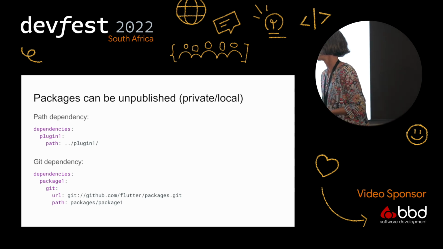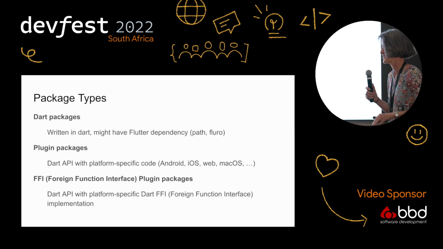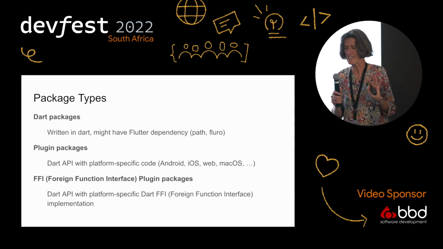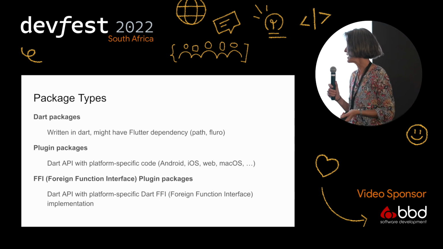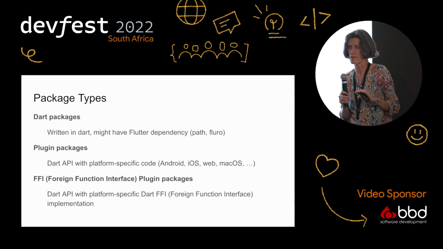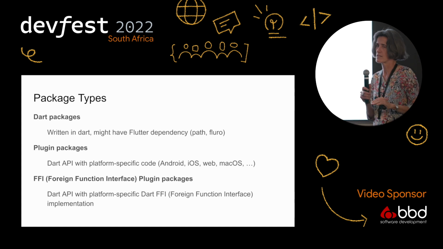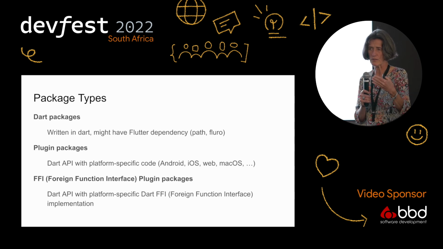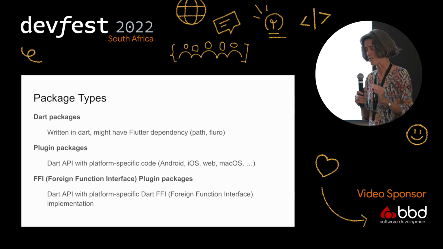There are really three types of packages. I'll start with the last one because I'm not going to talk much about it, the foreign function interface. So now I mentioned it, and that's the last I say about it. But the first two are interesting in our context. The Dart package is about the Flutter level, and then the plugin package uses a special Dart API that gives access to native libraries, and that's a really cool feature.